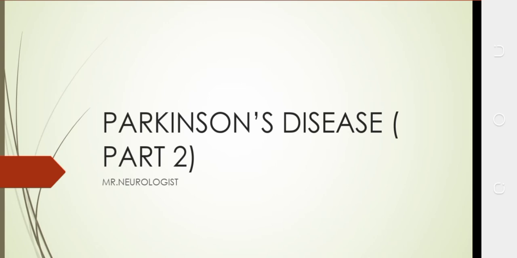The differential diagnosis of Parkinsonian syndrome in young people includes Wilson disease, young onset Parkinson, pantothenate kinase-associated neurodegeneration, neuroacanthocytosis, and Huntington disease.